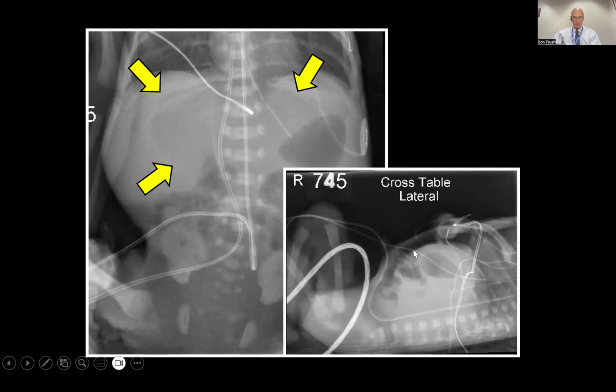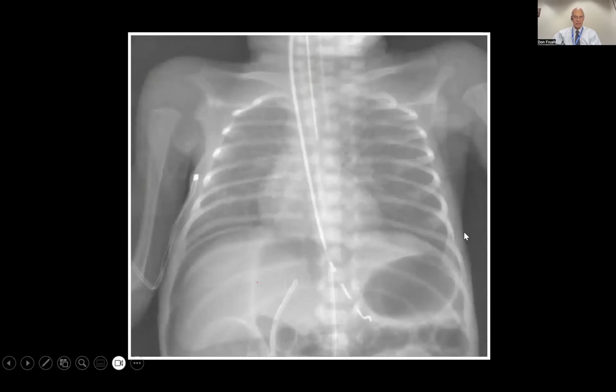And on the cross-table lateral, a marked amount of free air here anterior in the abdomen. Now, again, pneumoperitoneum or not? Yes, right here, see that central lucency. This is normally liver, right? You shouldn't see air here. And there's probably a little bit below.